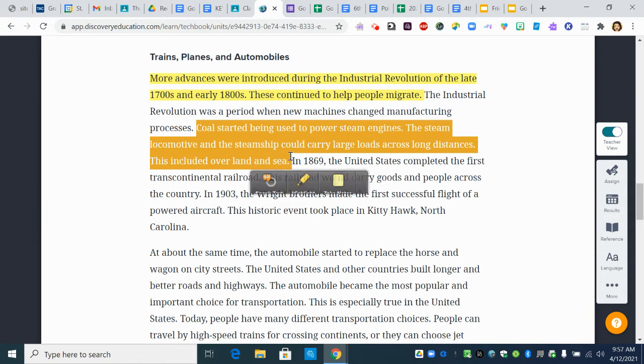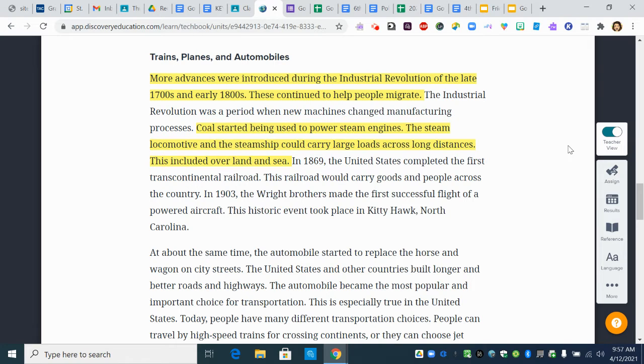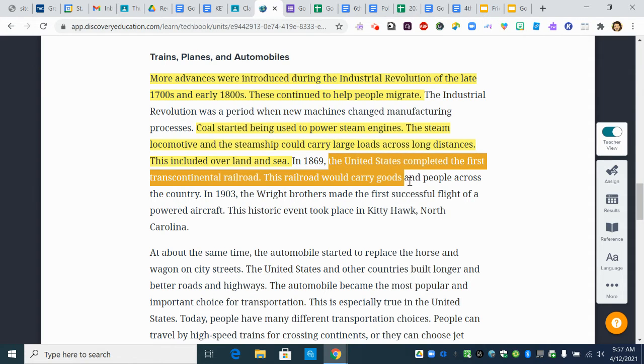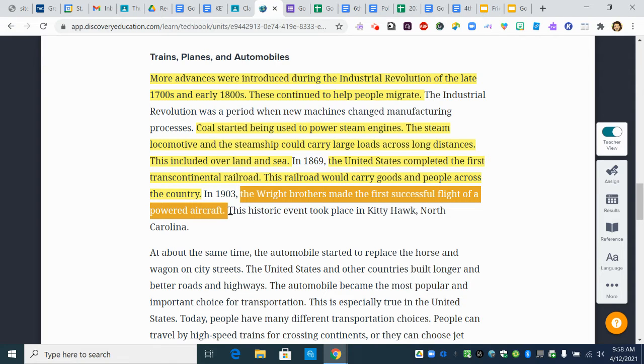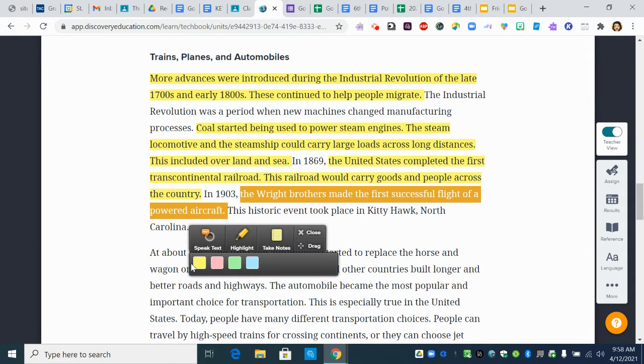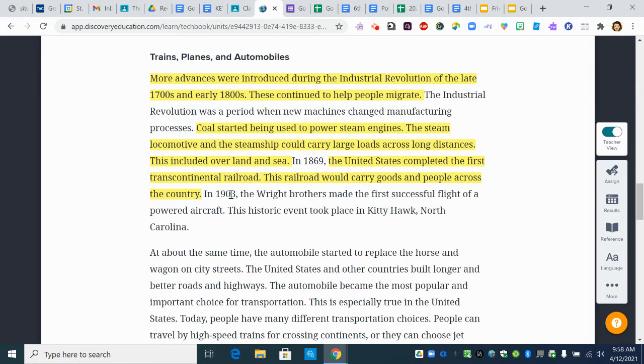Okay, so I'm going to highlight that because coal and power steam engines were very critical in the steam locomotive and the steamship, which could carry loads across long distances. That's important. In 1869, the United States completed the first transcontinental railroad. This railroad would carry goods and people across the country. That's important. In 1903, the Wright brothers made the first successful flight of the powered aircraft. This historic event took place in Kitty Hawk, North Carolina.